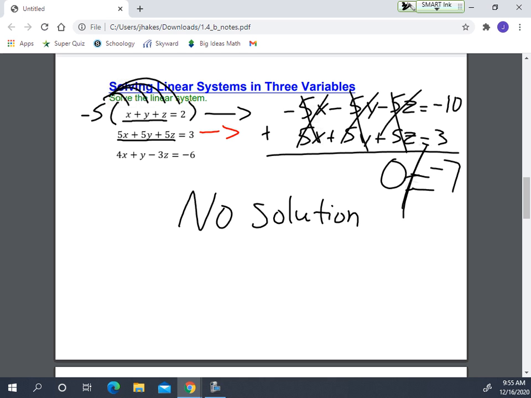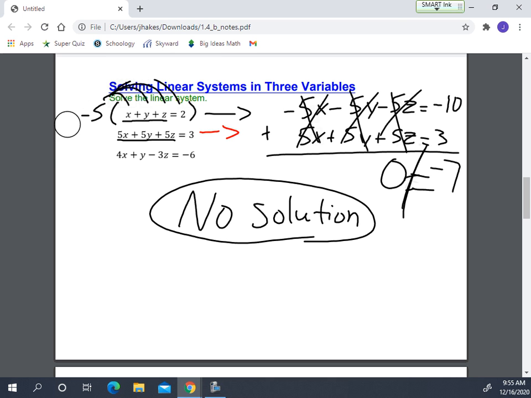We can stop right there. We already proved that. If 0 doesn't equal -7, there is no solution in there. Okay, so whenever you get a number that is not equal to another number, it is no solution. Moving on.